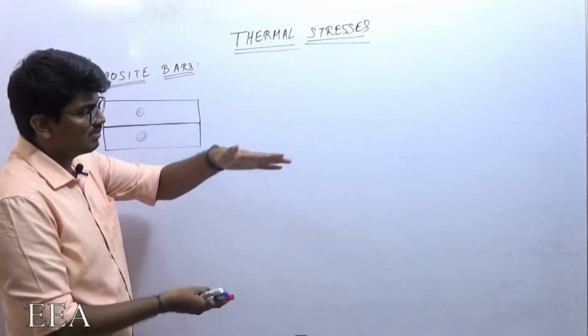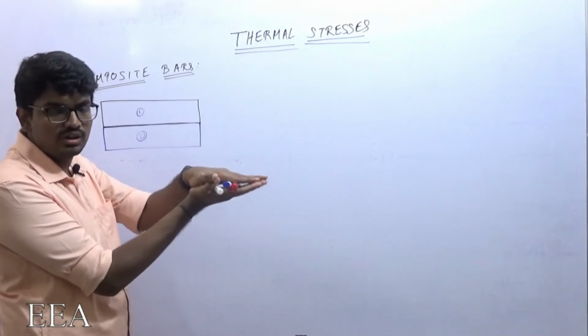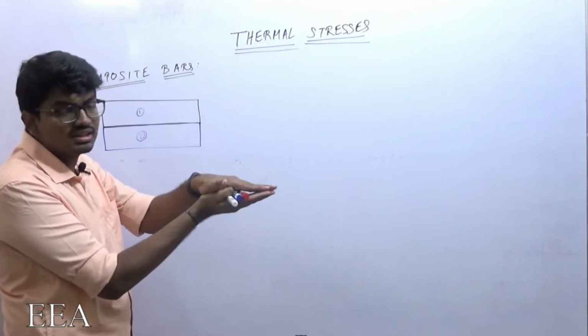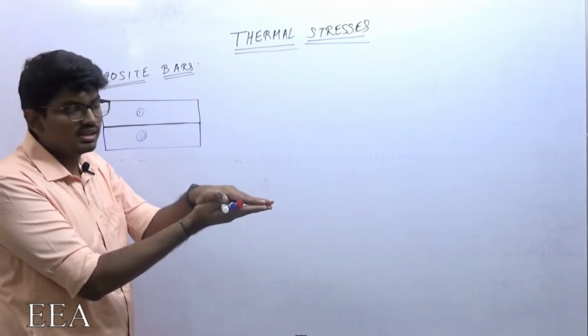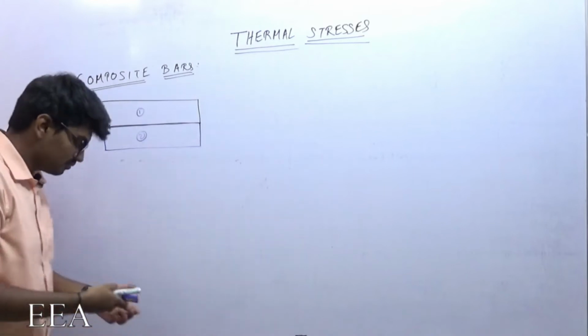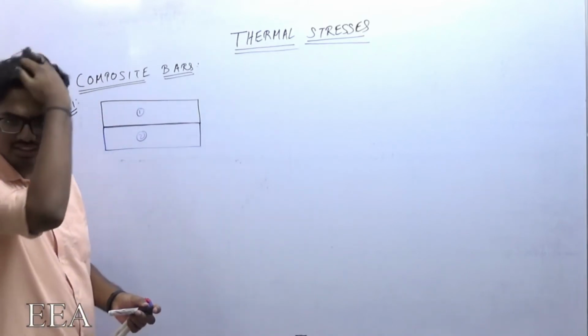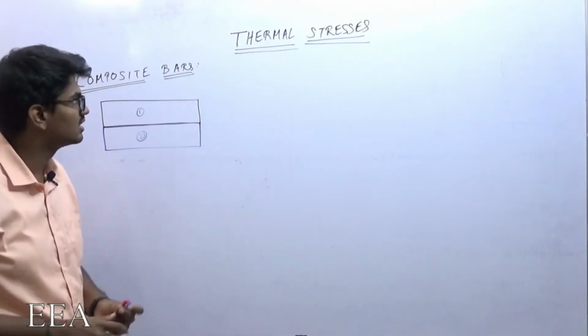One bar is placed over another bar, and again the assumption we are going to follow here is that these two bars are sticking with each other perfectly. There is no possibility for relative motion between them. We already discussed this case when we were discussing axial loading, but here it is thermal stress.